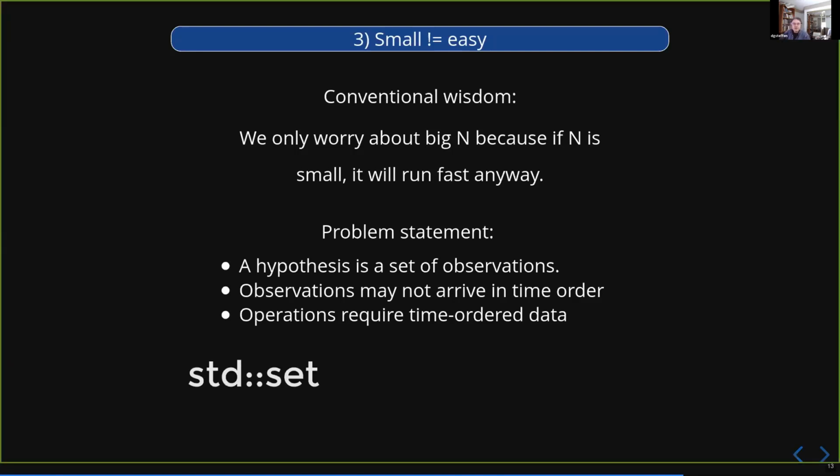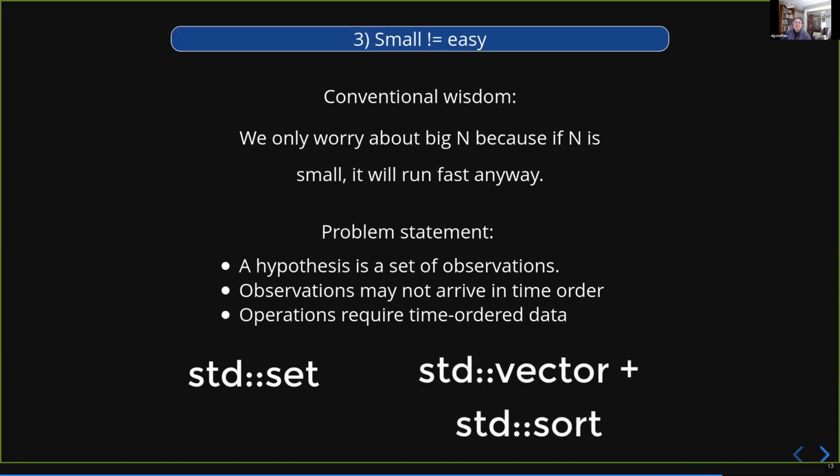Well, our original implementation was, again, standard set, because back in the early 2000s, that's what you used for these. And okay, fine, we learned that standard set is slow, and so we went to, say, a standard vector plus a standard sort, because that's what you do to sort stuff.